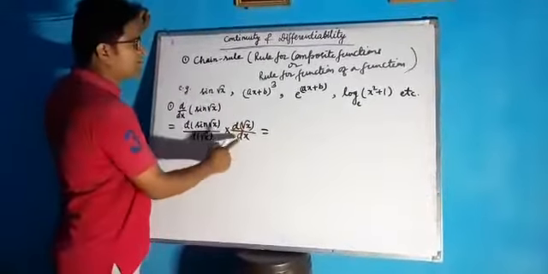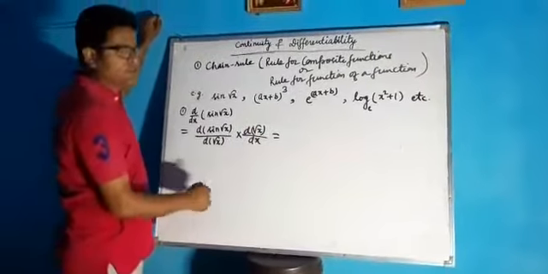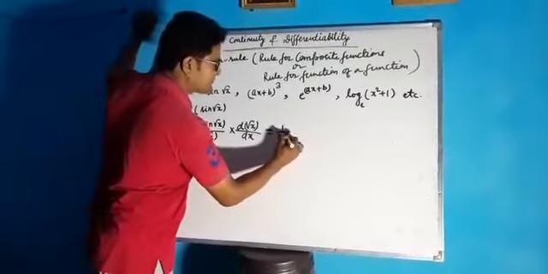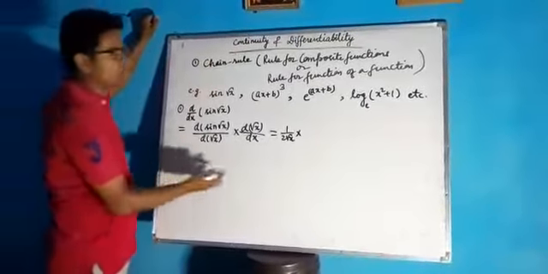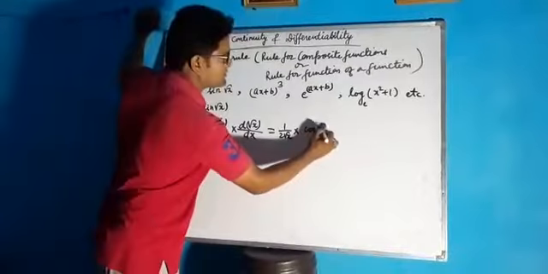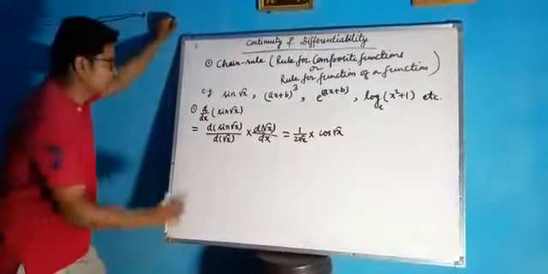Now first of all you write the result of it. Derivative of root x is 1 by 2 root x, and derivative of sine root x is cos root x, since derivative of sin x is cos x. So we can write this as cos root x upon 2 root x. So this is the solution.